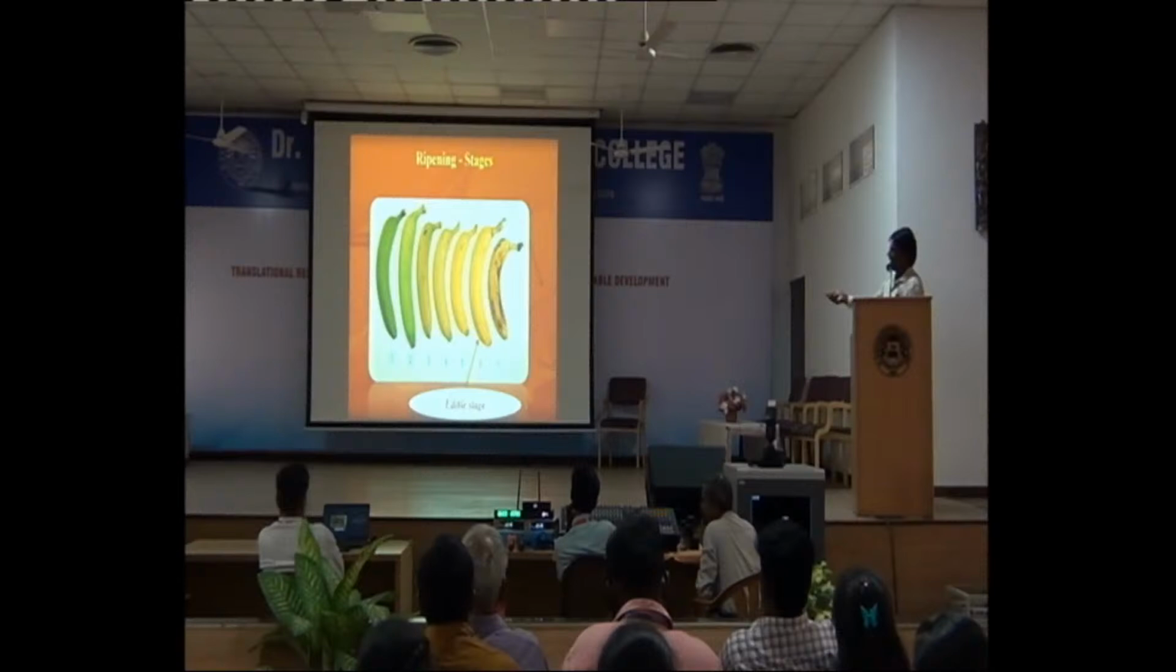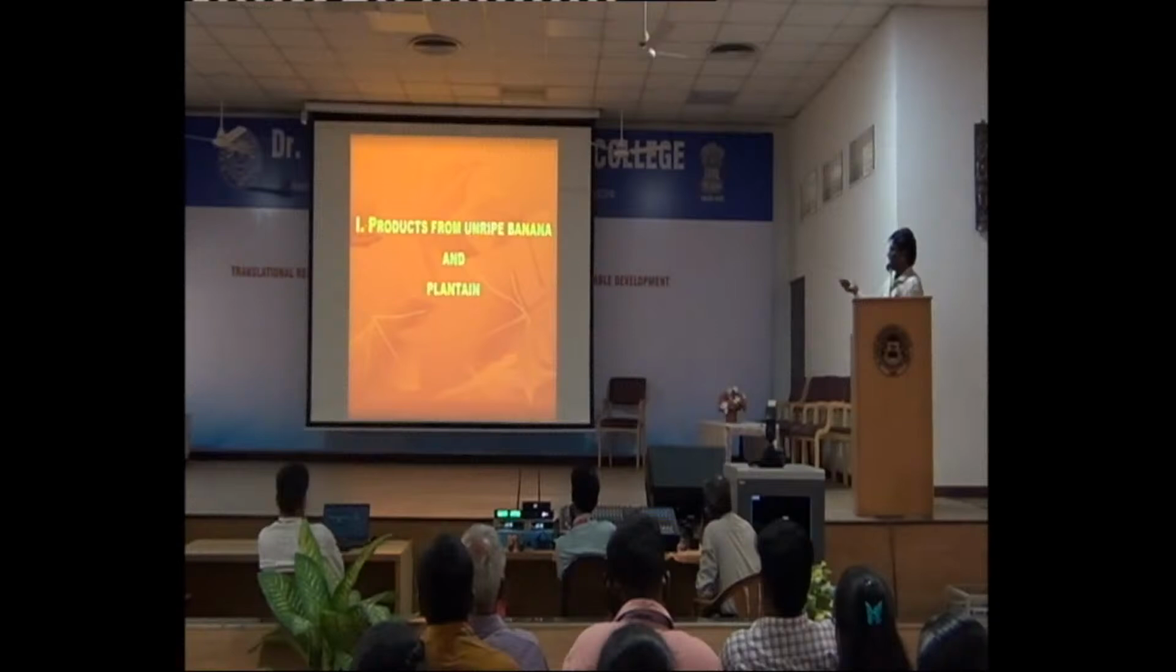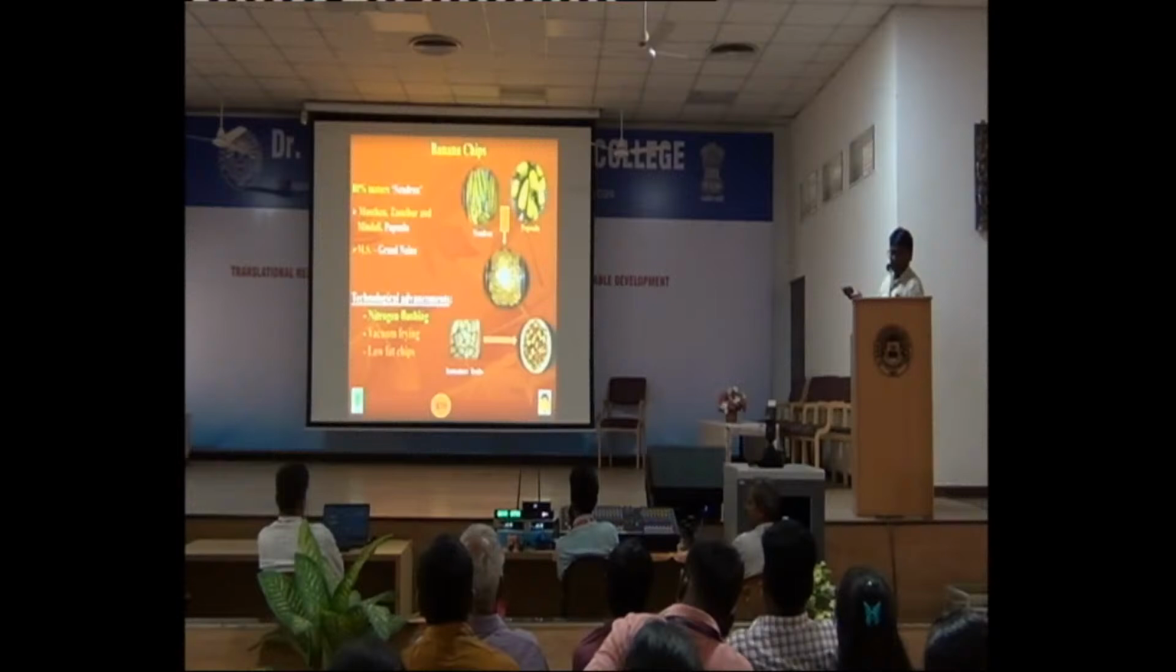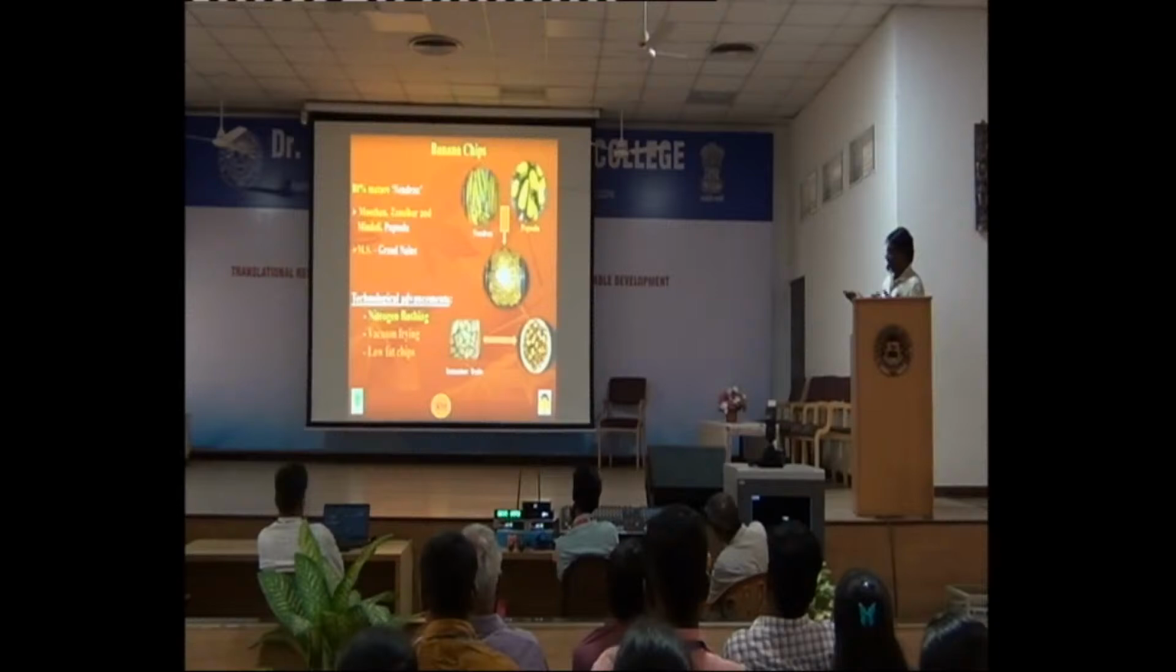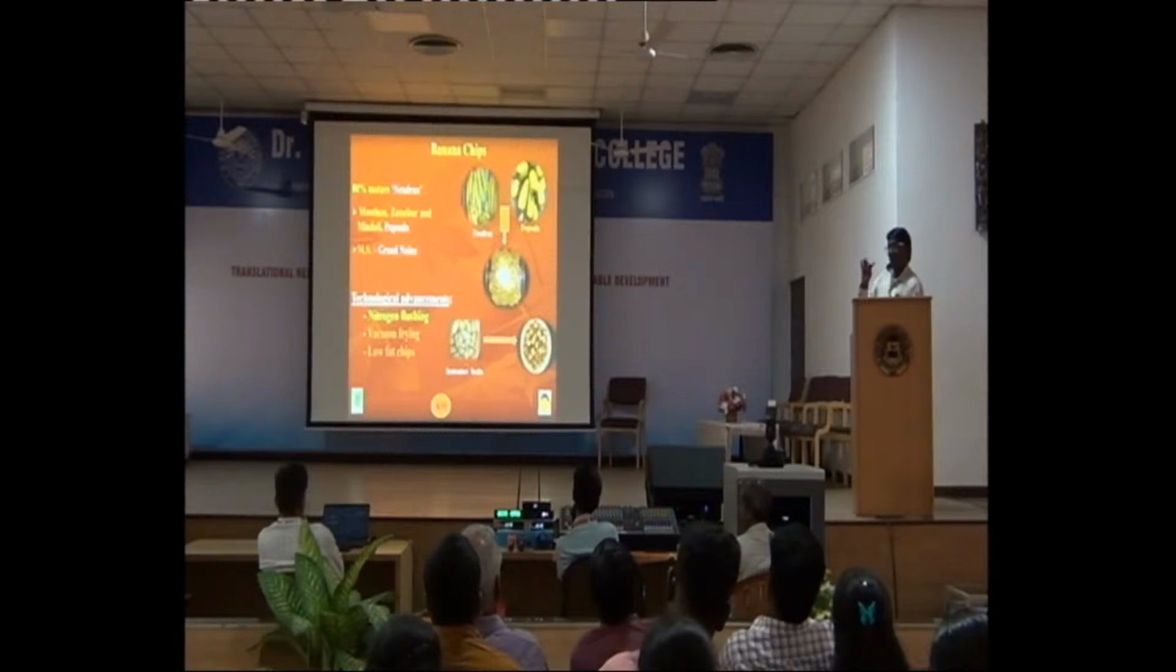So we can make a lot of value-added products from each and every part. Just a glimpse of the products from green, unripe bananas. Chips, everybody knows. Recently we produced low-fat, vacuum-fried chips, which have very good color and are also rich in nutrients. In vacuum frying, the oil is heated to less than 100 degrees centigrade. It is safer for consumption. Oil can be utilized more than 50 times.